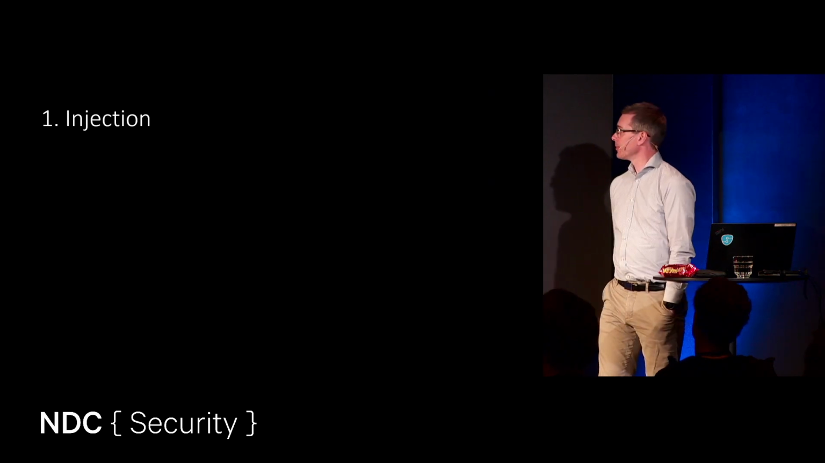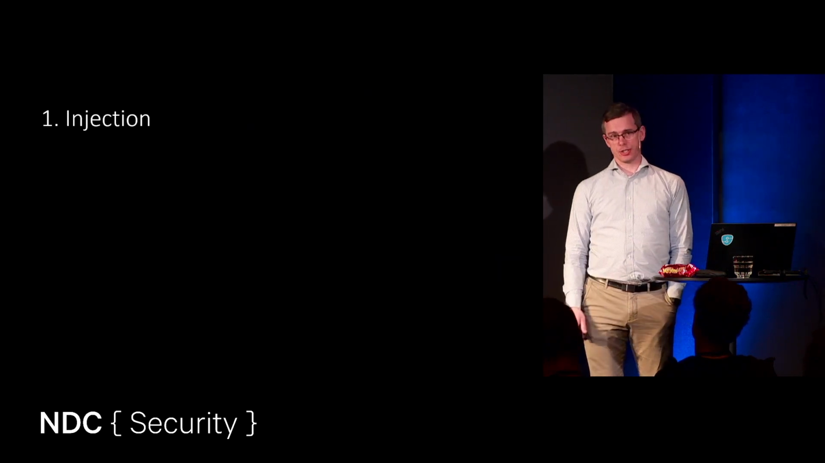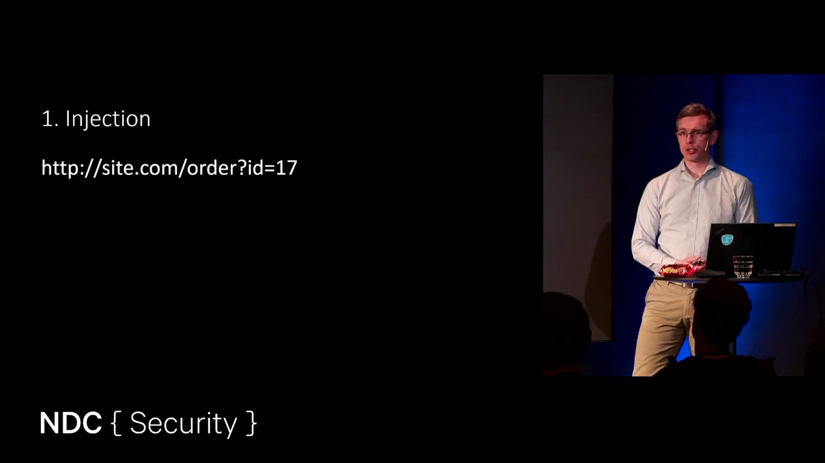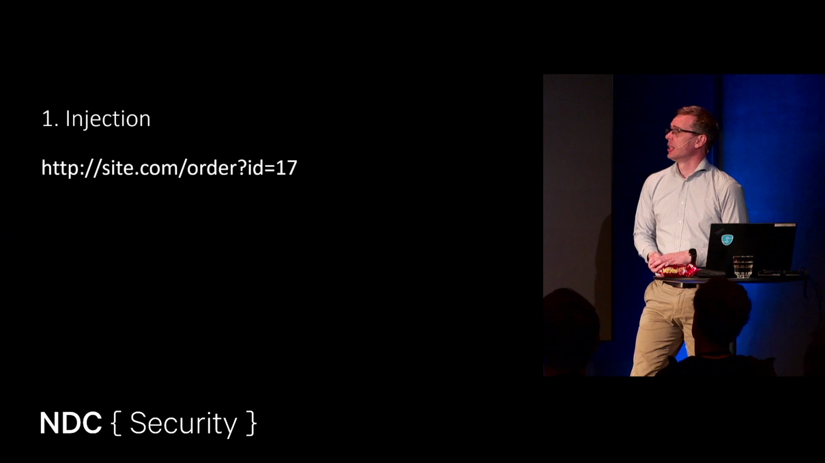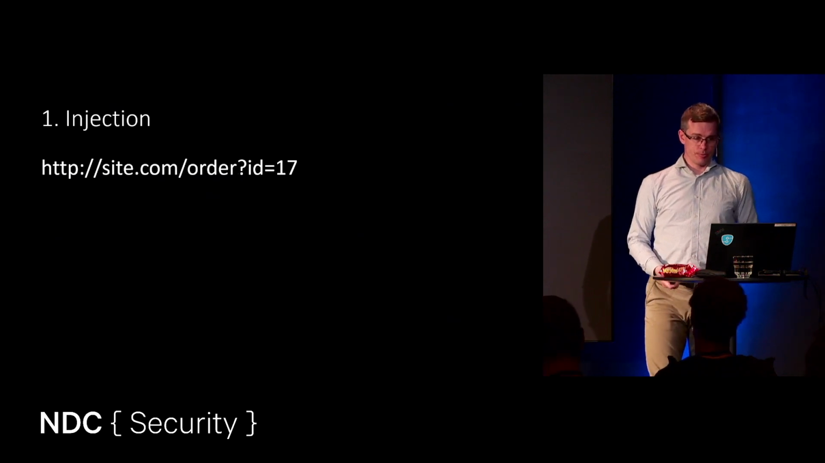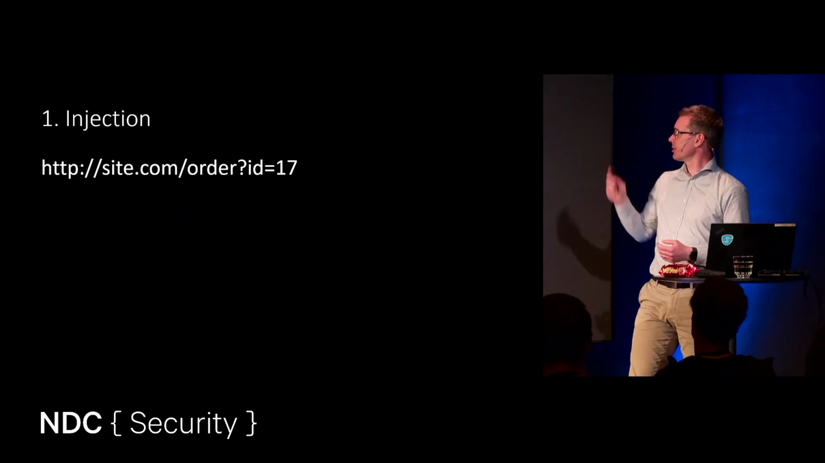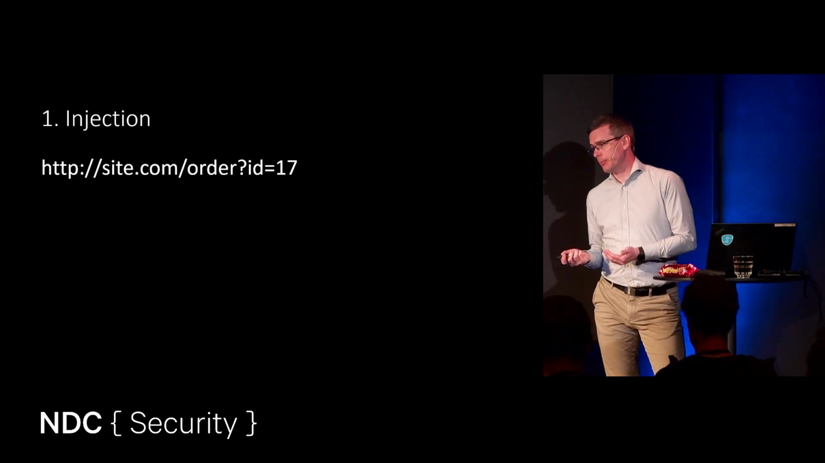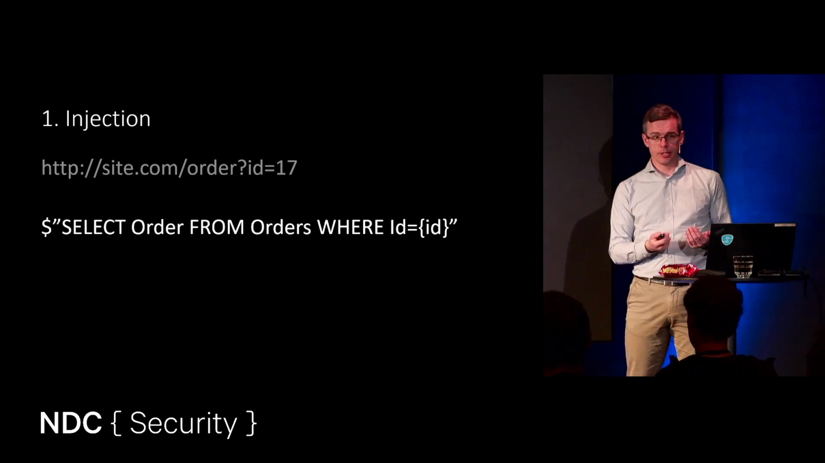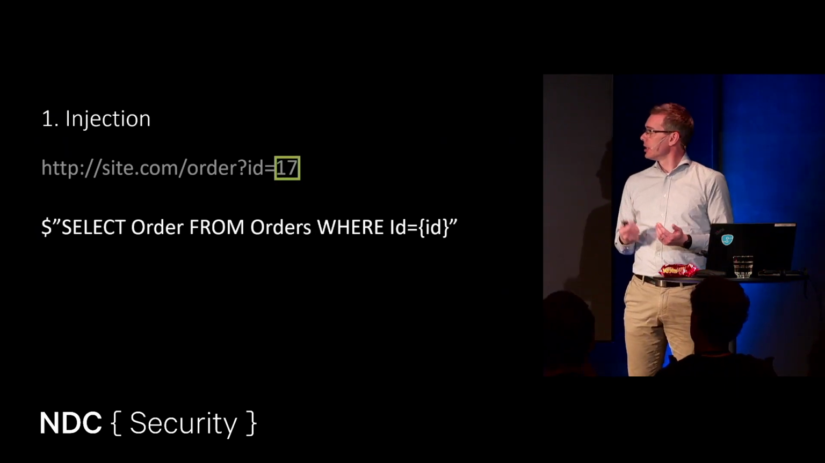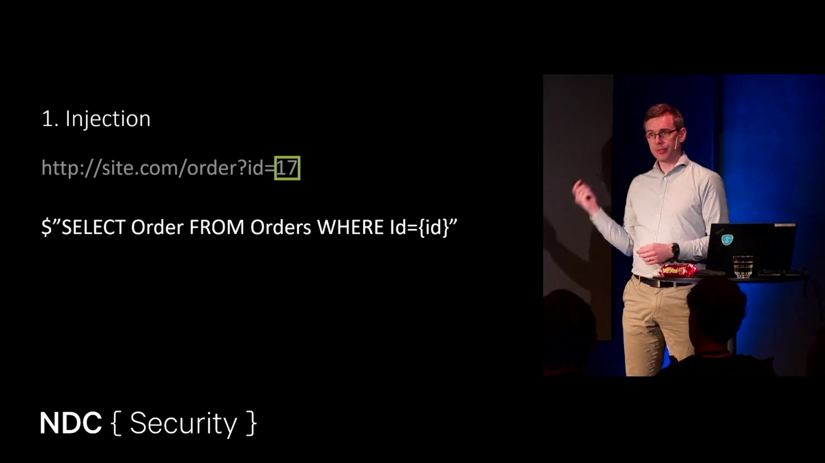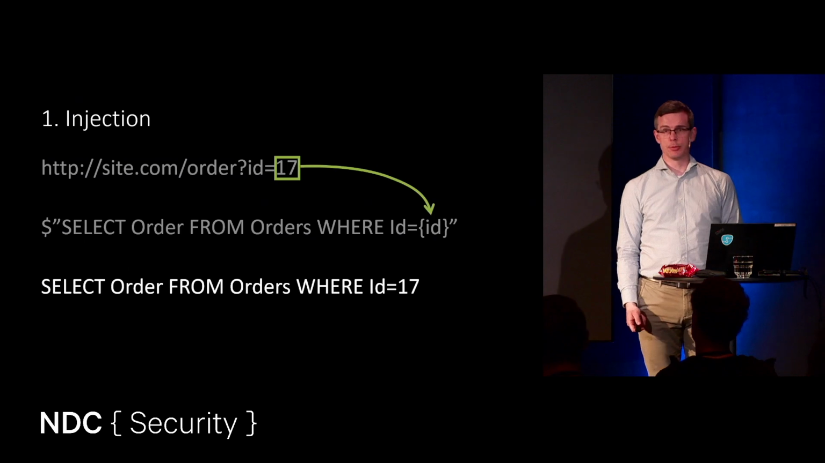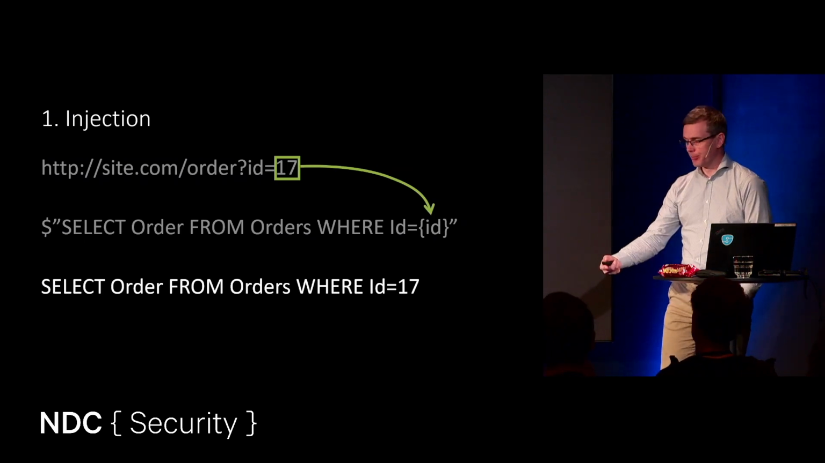The number one on this version of OWASP Top 10 is injection. So what is an injection attack? Well, consider a web shop, where we have the possibility to view orders. site.com/order?id=17. This would typically be used in a SQL query in this way: the program takes whatever is after that parameter, puts it into the template here, and creates a SQL statement that is run on the SQL server.